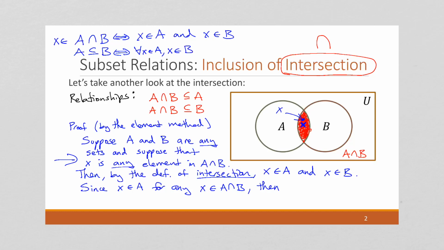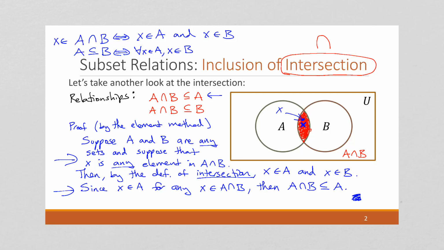So looking back at my proof now, since X is an element of A for any X in the intersection, then the intersection is a subset of A. So I just proved this first relationship, but a very pretty much identical proof can be used to prove the second relationship.